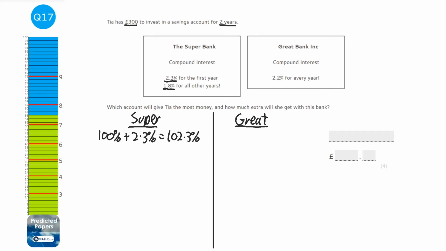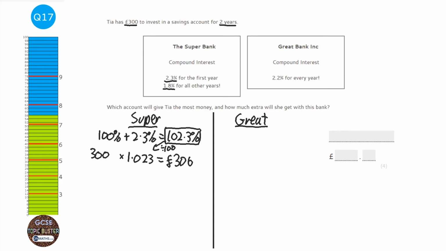102.3%. So as a multiplier, what we do is we just divide that percentage by 100 to get it as a decimal into what we call a multiplier, 1.023. So if I times 300 by that, that will tell me what we have after year 1. So let's do that on a calculator. 300 times 1.023. And you might need to press S to D. And that is £306.90. Okay, so that's year 1, and we might as well just write year 1 somewhere.